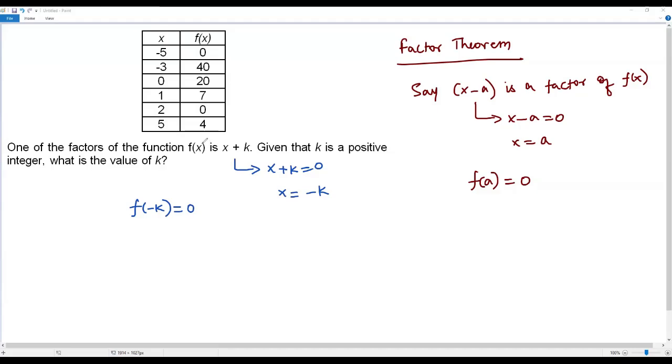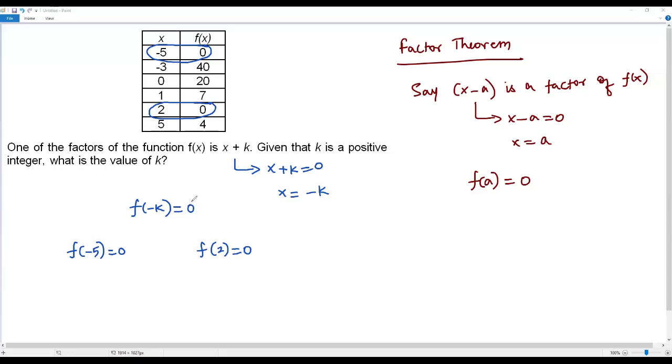Okay, now in the table above, I'm just going to consider the cases where the value of the function f of x is 0. So there are two cases. When x equals negative 5, the value of the function f of x is 0, and when x equals 2, the value of the function f of x is 0. That is, f of negative 5 equals 0 and also f of 2 equals 0.